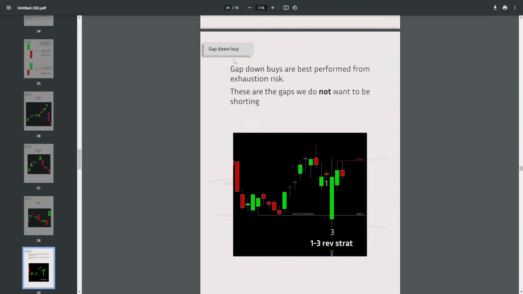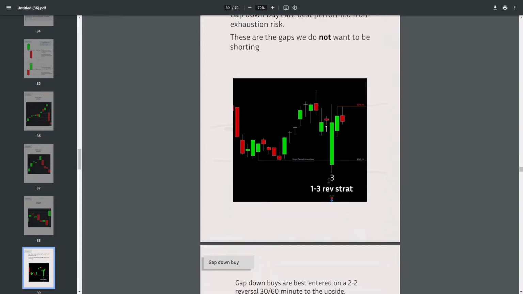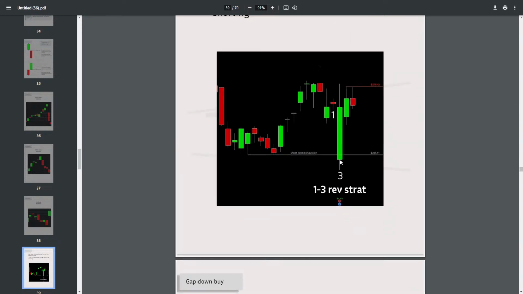In this case, gap down buys are best performed from exhaustion risk. These are the gaps we do not want to be shorting in the same direction as the gap, because notice, there is no kicking pattern. There is no previous range to come back through. It's opening at new lows. So at that point, you can then see when this goes gap down, green on the day, back into this range, reclaiming the lows, we're looking for the 3 on the day.